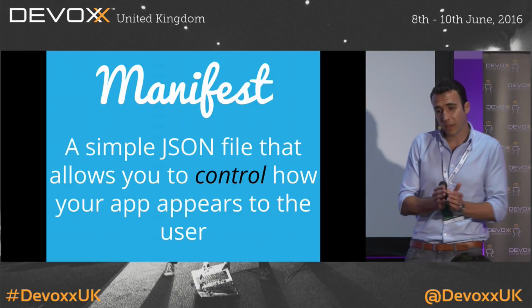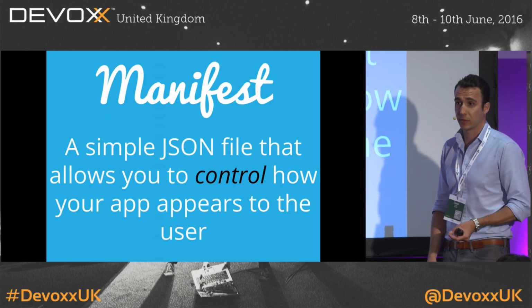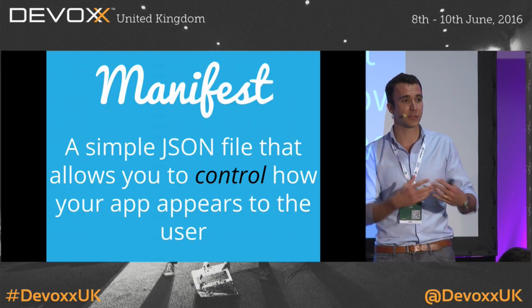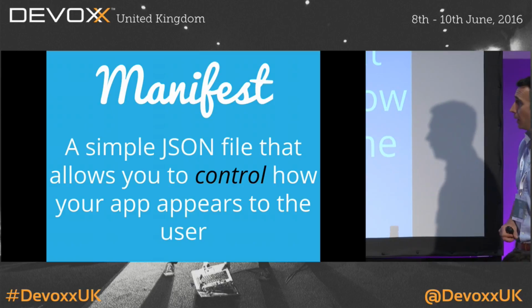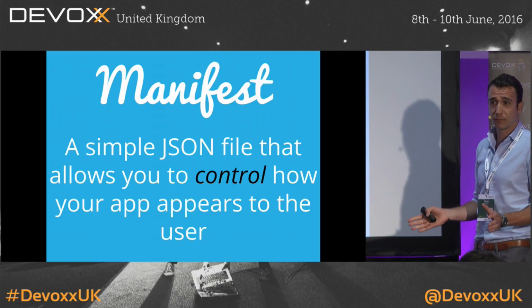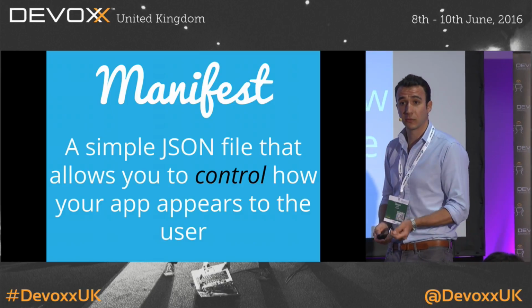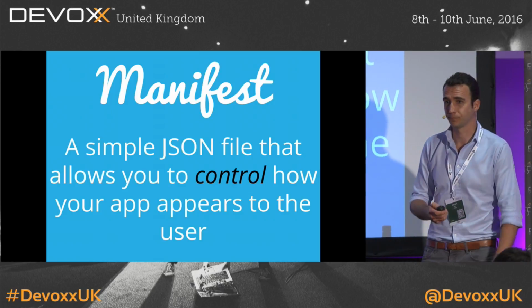But where we start to deviate and get into the deeper side of things, this is where a manifest file comes in. Now, a manifest file is just a simple JSON file, and it sits in the root of your website. You could call it whatever you like. Generally, it's called manifest.json. But it's a simple file, and it controls how your app appears to your users. And it also kind of lets the browser know what your app is all about.